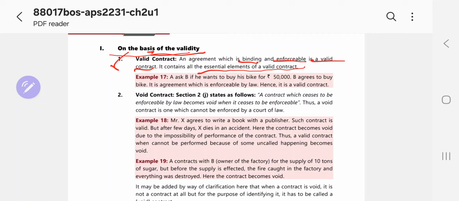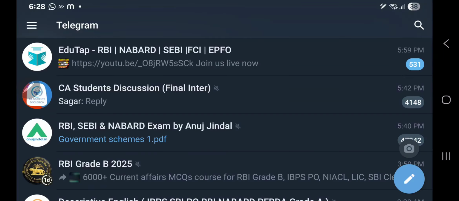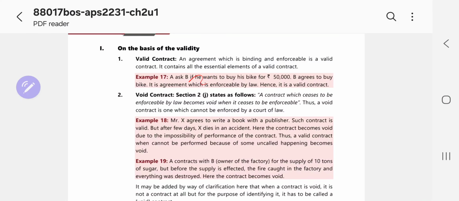If it contains a valid consideration, if it contains a lawful consideration, if both the parties are agreeing to the same things, if parties to the contract are competent to enter into a contract, then this is called a valid contract. For example, A asks B if he wants to buy his bike for 50,000. B agrees to buy the bike. It is an agreement which is enforceable by law, hence it is a valid contract. So a valid contract is the one which has all the essential elements to become a valid contract.